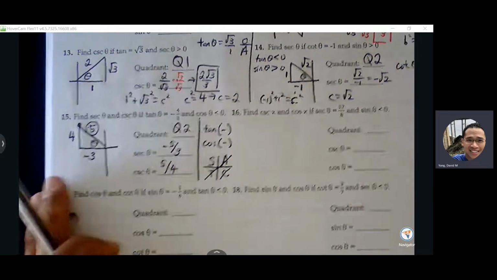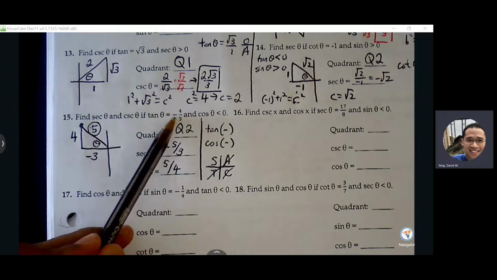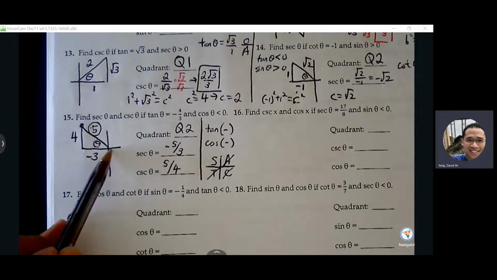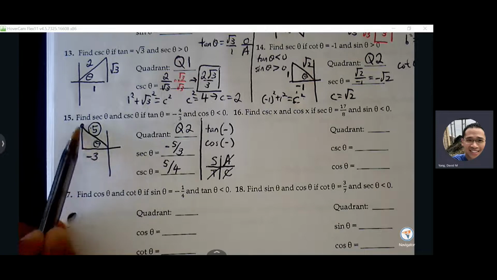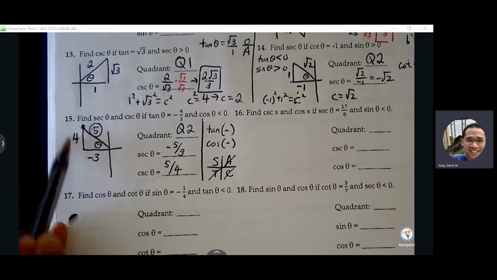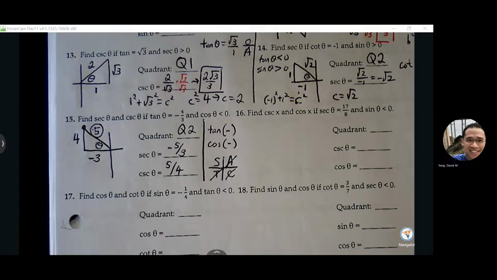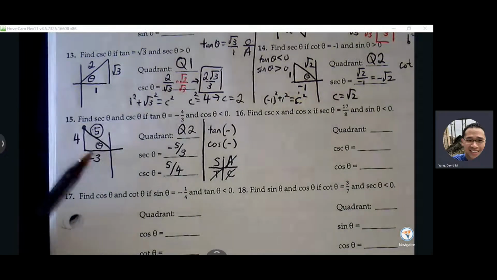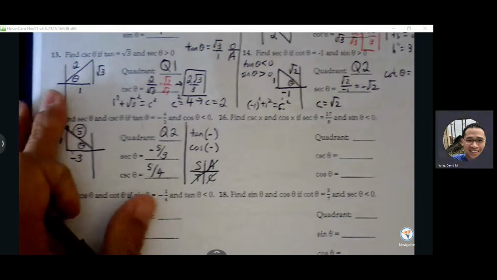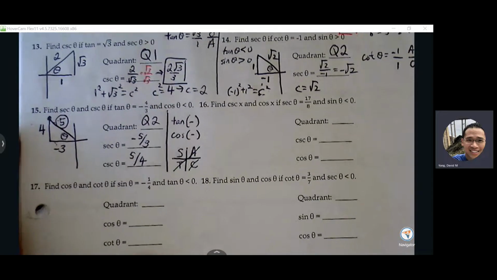So then once we have quadrant 2, we're going to draw our triangle. Tangent is -4/3, so we're going to draw the triangle in the second quadrant. Opposite over adjacent, but we're going to go left 3 and up 4, so the 3 is negative and the 4 is positive. Pythagorean theorem, a squared plus b squared equals c squared. Your hypotenuse is always positive. And now we can do secant. Secant is hypotenuse over adjacent, and cosecant is hypotenuse over opposite. Any questions with 15?